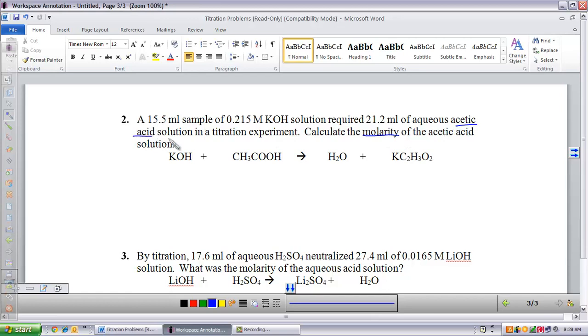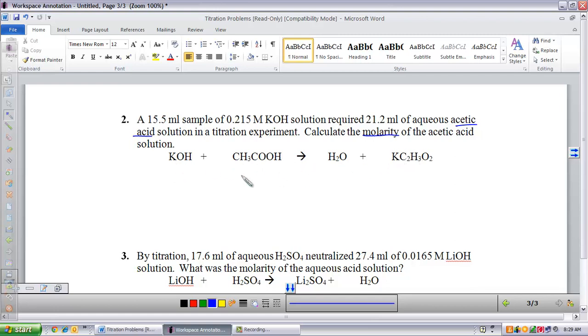Now, you might not know what acetic acid is, but if you look at this equation, you can tell that this is potassium hydroxide, you might not know what this is. You definitely should know this is water, and this is potassium something. And if you looked at your polyatomic ion chart, you would see this is acetate. So you can assume that this is acetic acid since it's the one that you don't know.